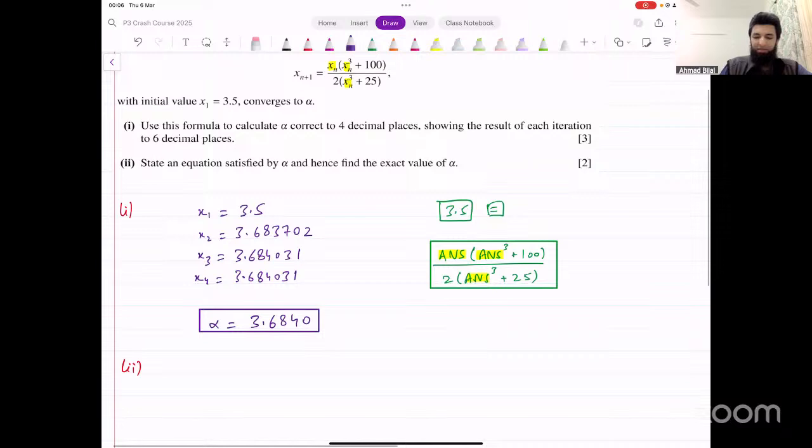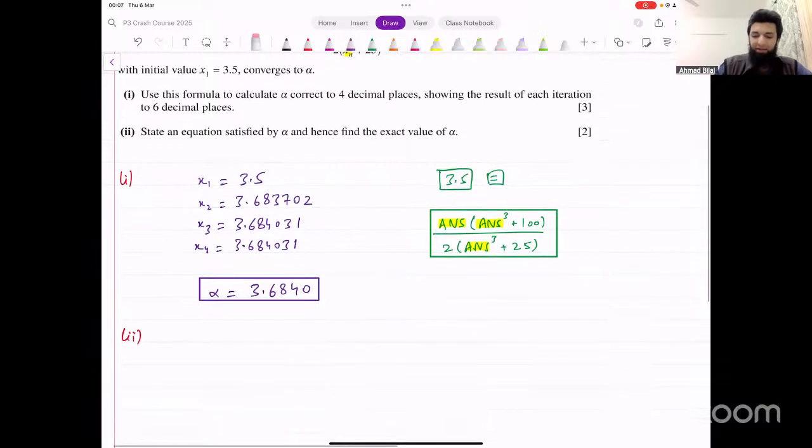Now the second part says, state an equation satisfied by alpha and hence find the exact value of alpha. Now the iteration process can never give you exact answers. Exact answers are when you have irrational numbers in the form of pi, square root of something, right? Those are exact answers. Iteration can only give you answers in decimals, which are not exact. Exact answers you can only find when you solve an equation algebraically.